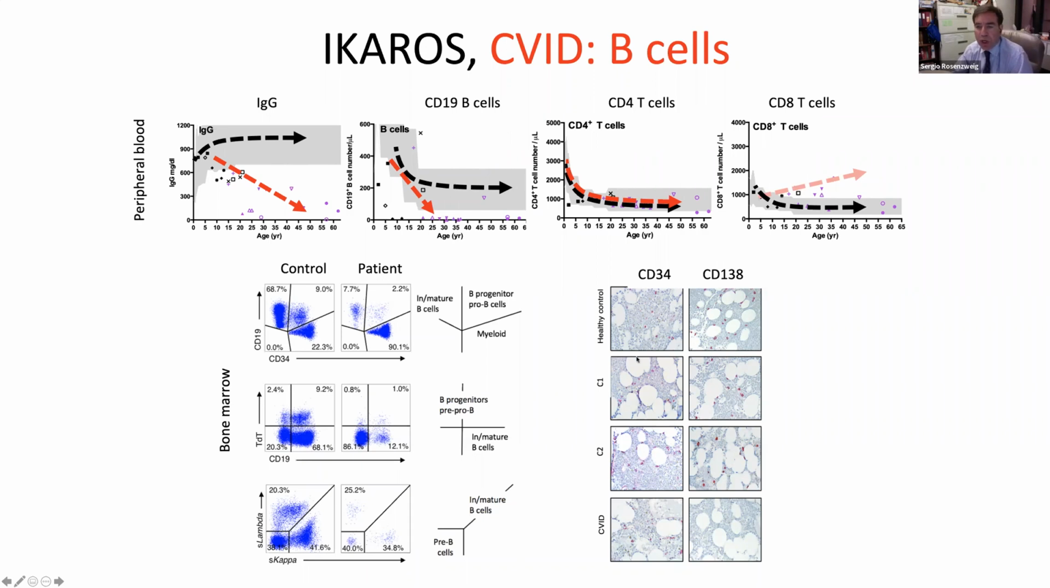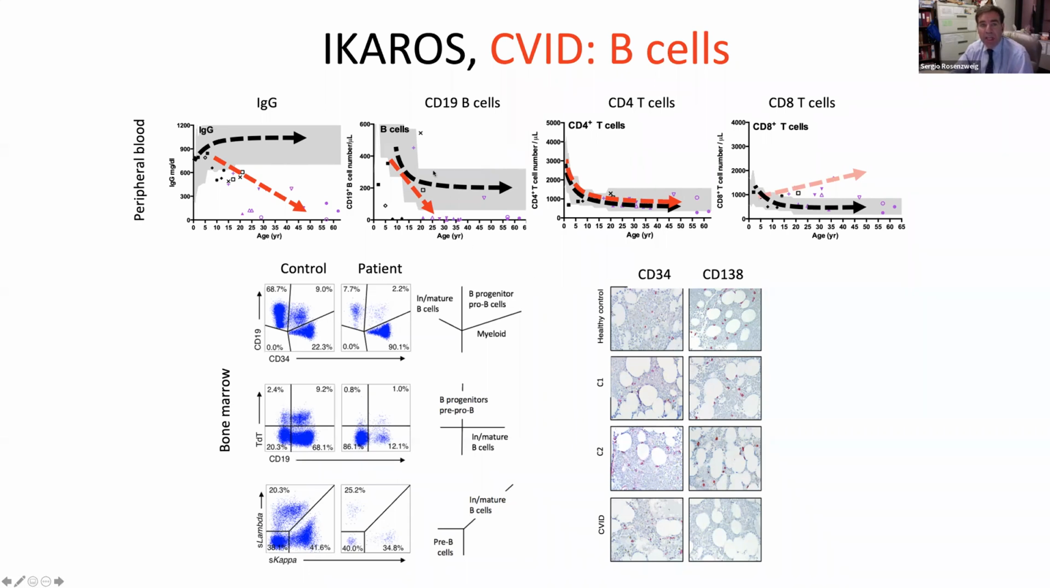Actually, also when you go into the bone marrow, you can see here CD34 and CD138. So those are pluripotent stem cells, and those are plasma cells. Here you have a healthy control. Here you have a typical CVID patient. Typical CVID patients lack plasma cells in the bone marrow. Our patients do have them.